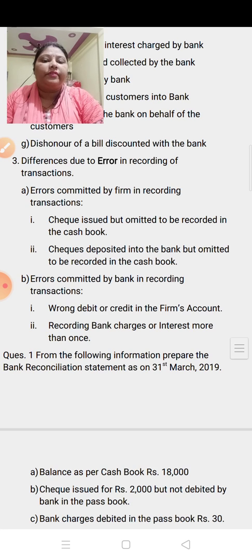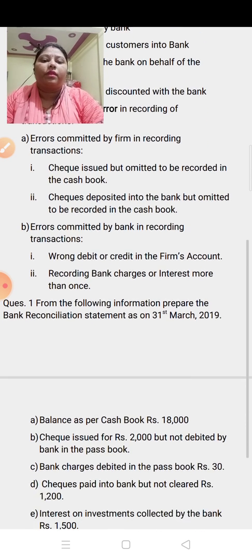Now the third reason is differences due to error in recording of transactions. Due to error, like a check issued but omitted to be recorded in the cash book. So this is the error. Check issued but we have forgotten to record it in the cash book. So this is our mistake.